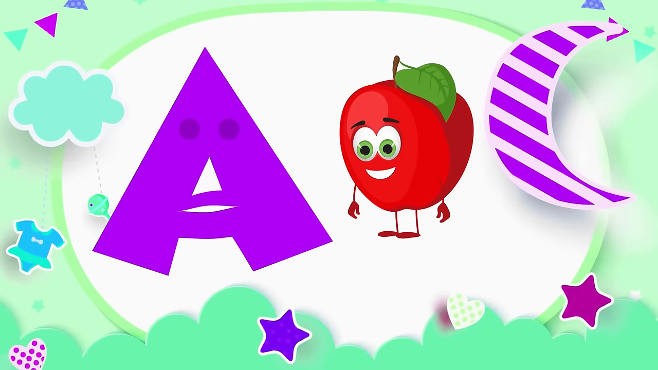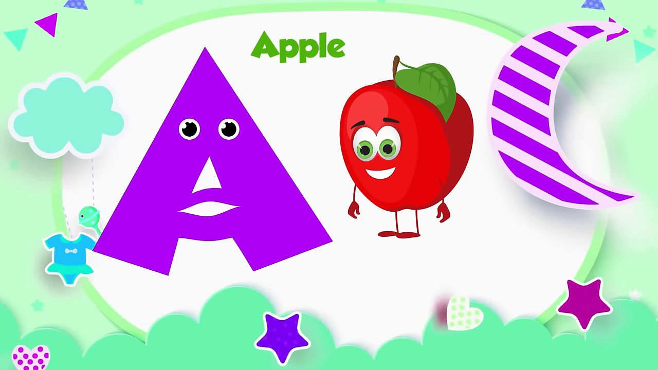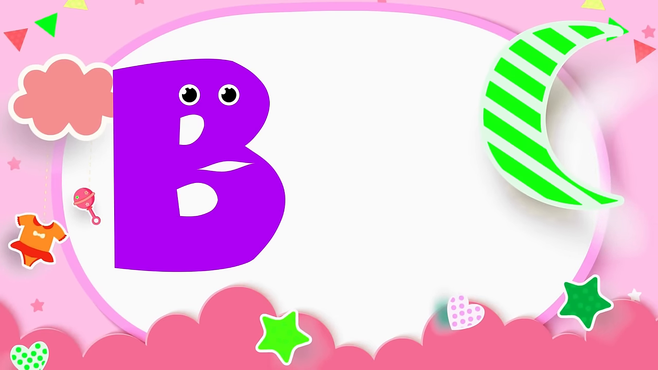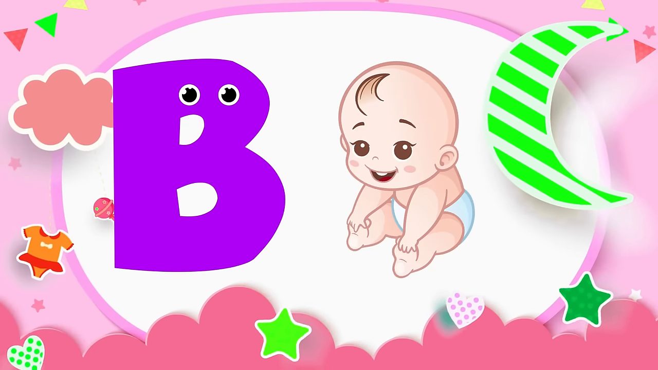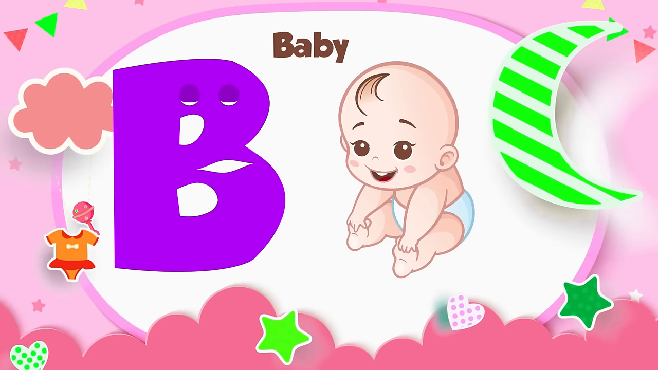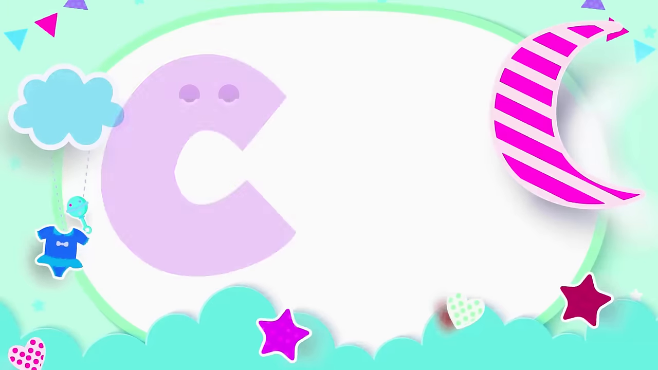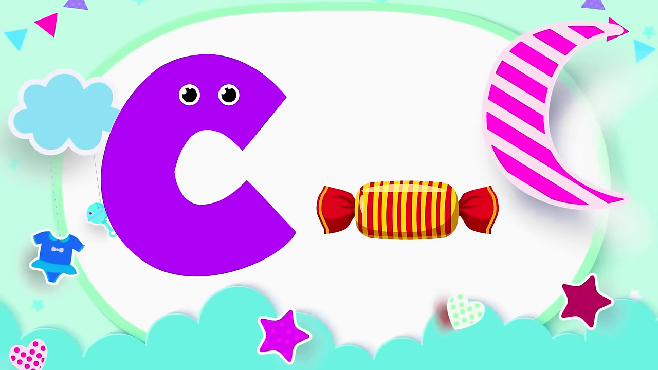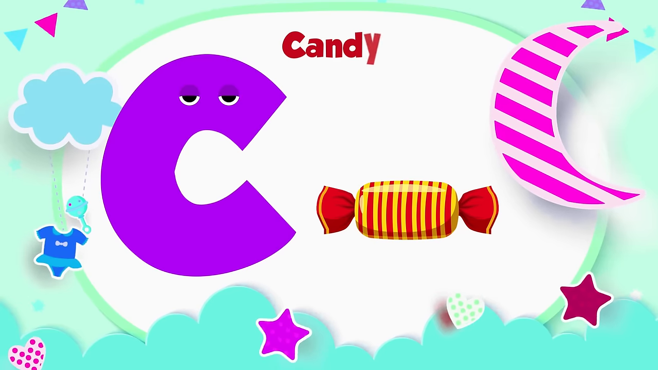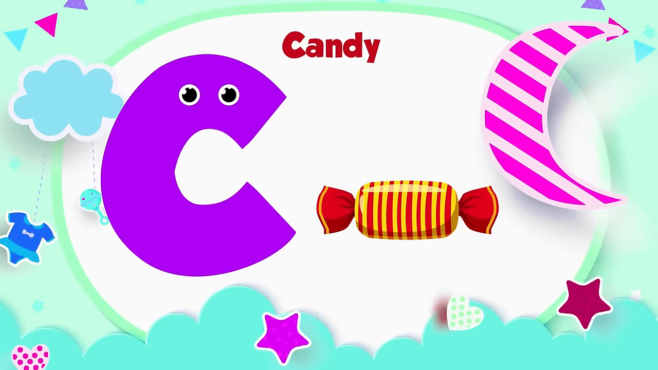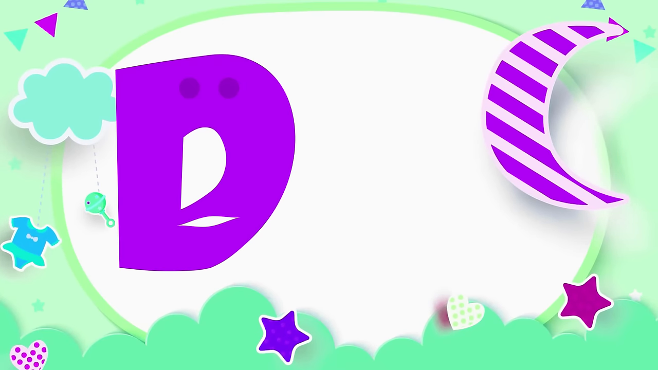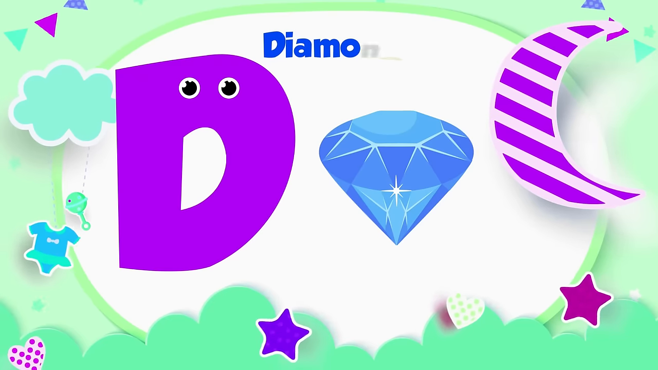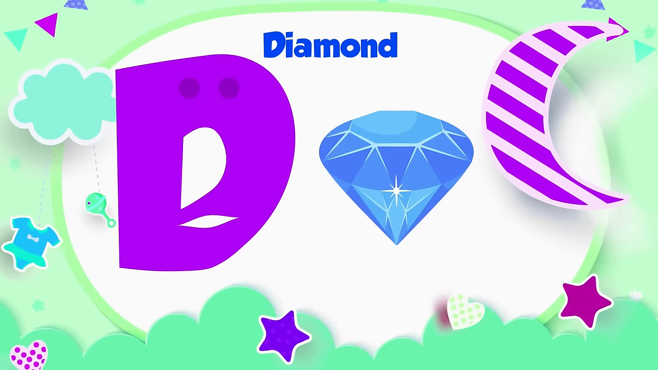A is for apple. A is for apple. B is for baby. C is for candy. D is for diamond.